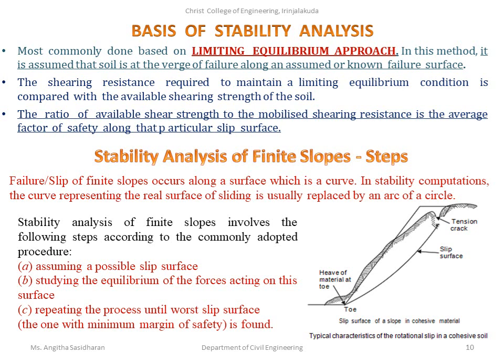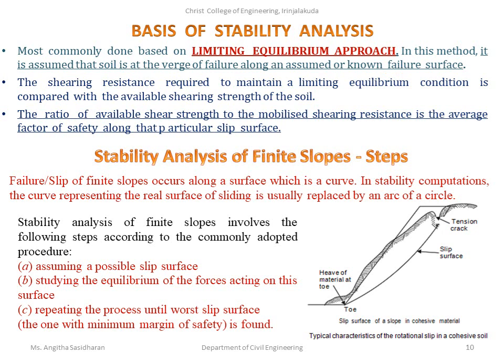How to analyze the stability of a finite slope. Most commonly it is done based on the limiting equilibrium approach. So what is this approach? In this method, it is assumed that the soil is at the verge of failure along an assumed or known failure surface. In this, we are assuming that the soil is about to fail, and we are assuming a failure surface, or it can be a known failure surface.